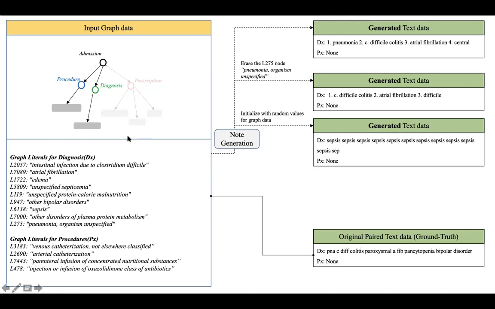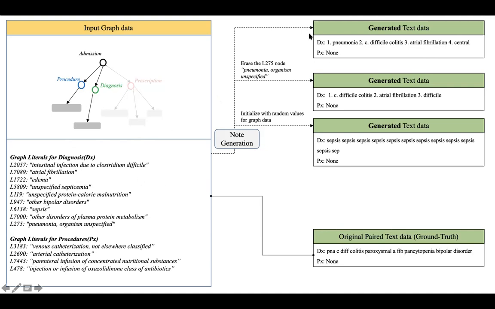So what happens if we make the model generate based on this structured information? Here it says 1. pneumonia, 2. C. difficile colitis, 3. atrial fibrillation, and 4. central. So central is weird. I guess that's a mistake on the model's part. I don't know where the central came from. Yeah, there is no word central here. Well, at least the pneumonia is right. C. diff colitis is right. Atrial fibrillation is right. Central, no. And the model also says none.